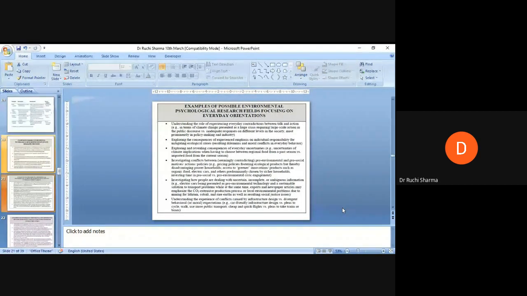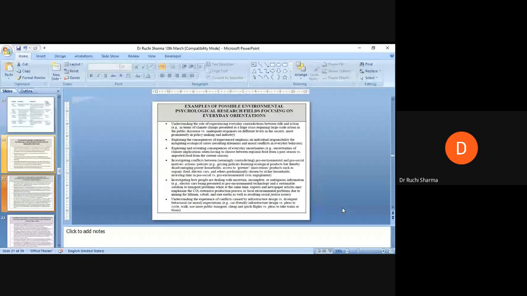So there are different differentiated possibilities for tracing symbolic constructions of reality by individuals and groups, by examining how people deal with uncertain, ambiguous, and contradictory initial conditions. For example, electric cars are being presented as a pro-environmental technology and a sustainable solution to transport problems, while at the same time, experts and various newspaper articles have emphasized the carbon dioxide intensive production process or local environmental problems due to mining for lithium, cobalt, and rare earth, as well as resulting social justice issues.